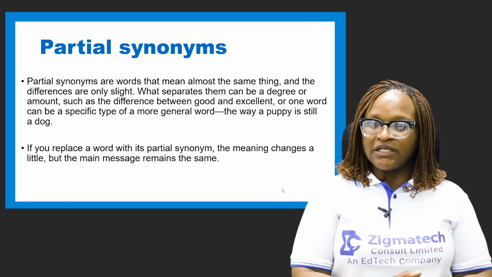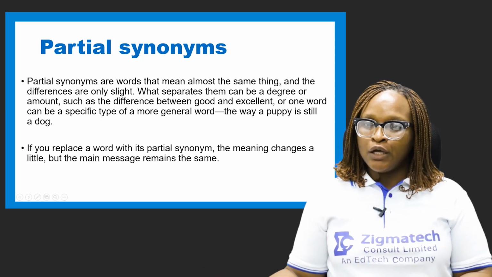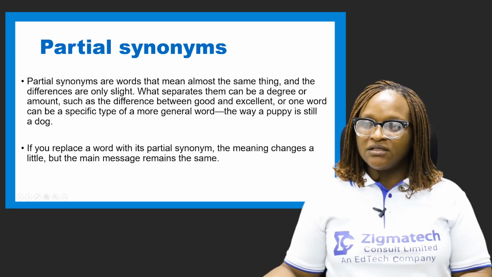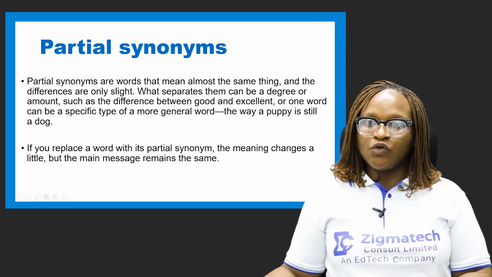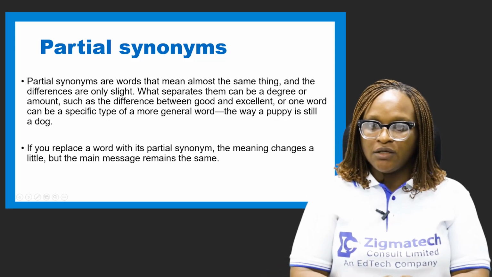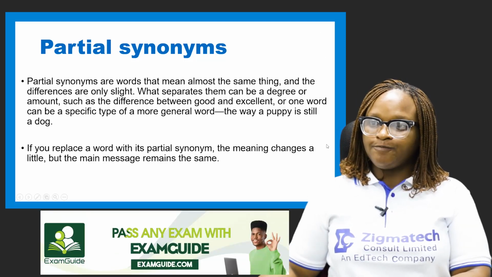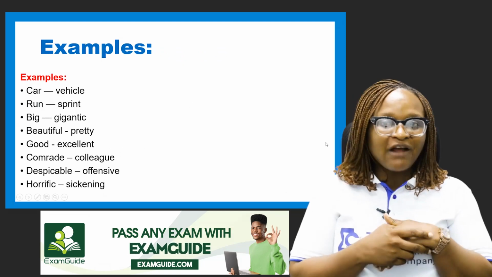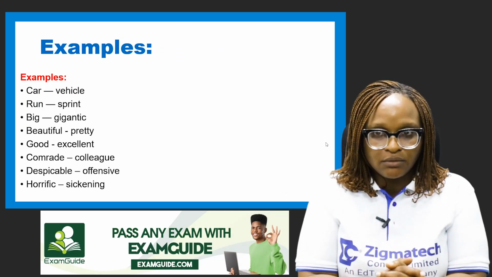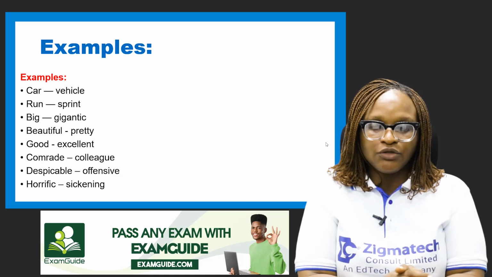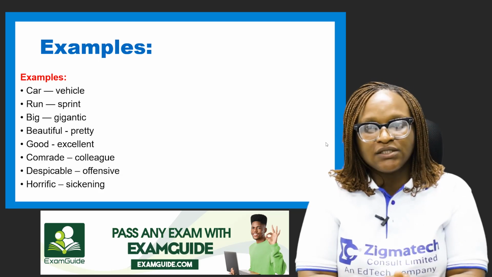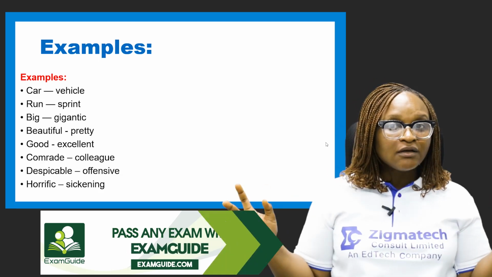So if you replace a word with its partial synonym, the meaning remains the same. Nothing will change. It's still the same thing. All right, so that's where we are. Examples, you have car. Car means vehicle. Run means to sprint. Big means gigantic.